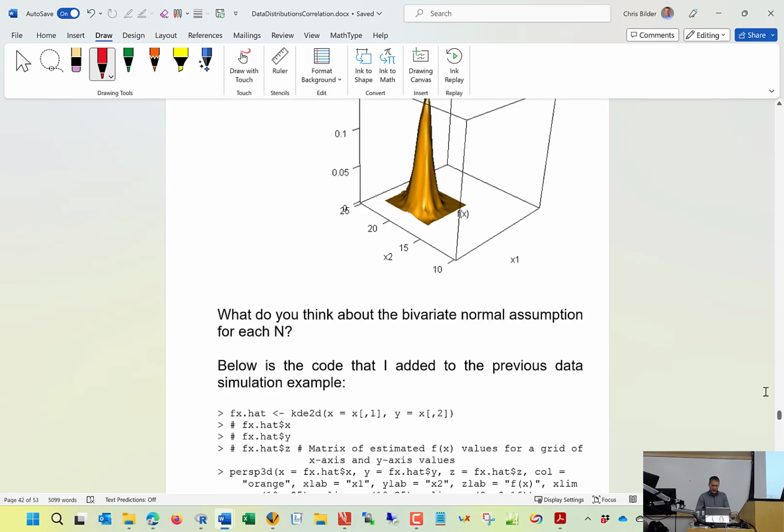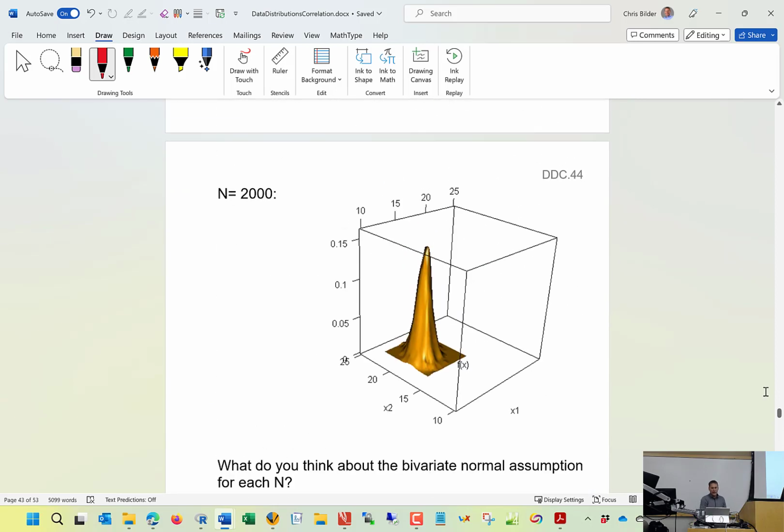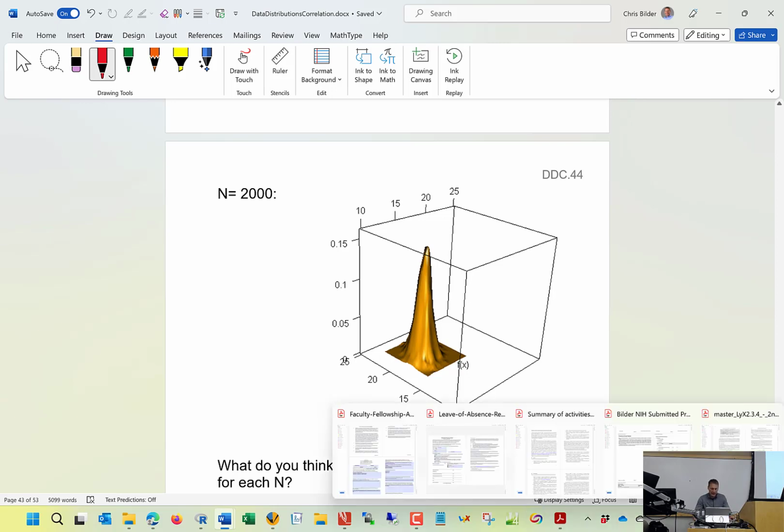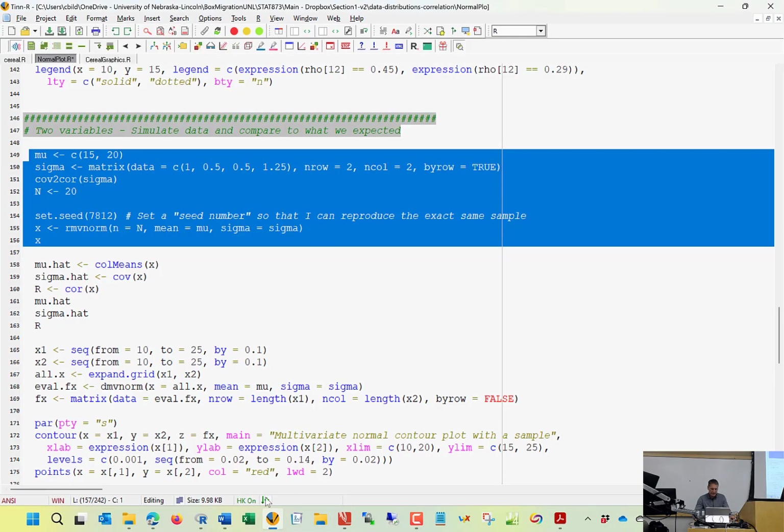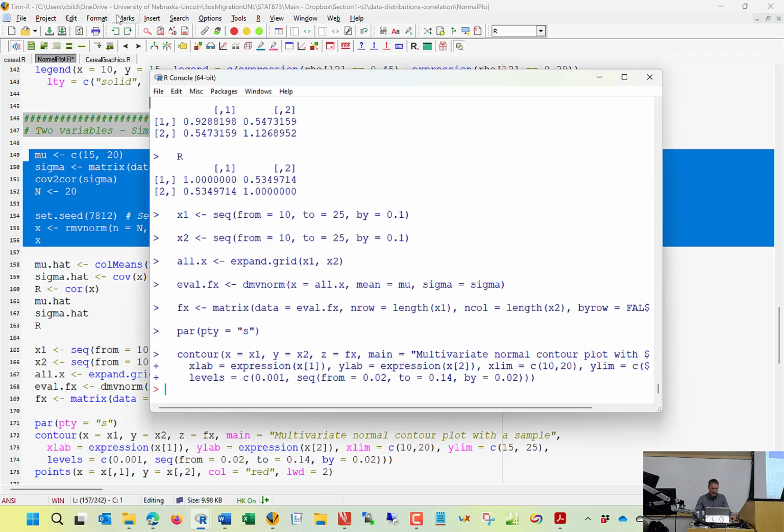And so it's easier to look at it for the sample that has a sample size of 2,000. Let me just go back to it and run that code.